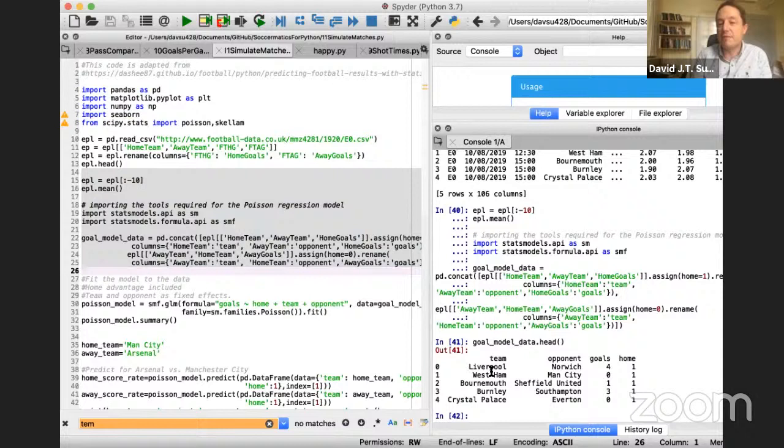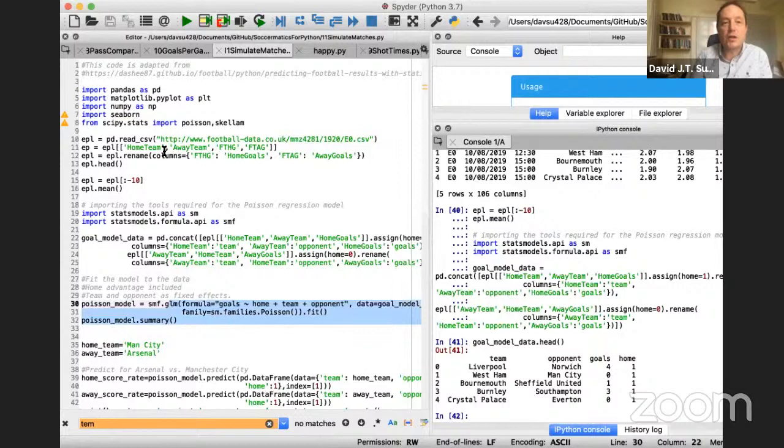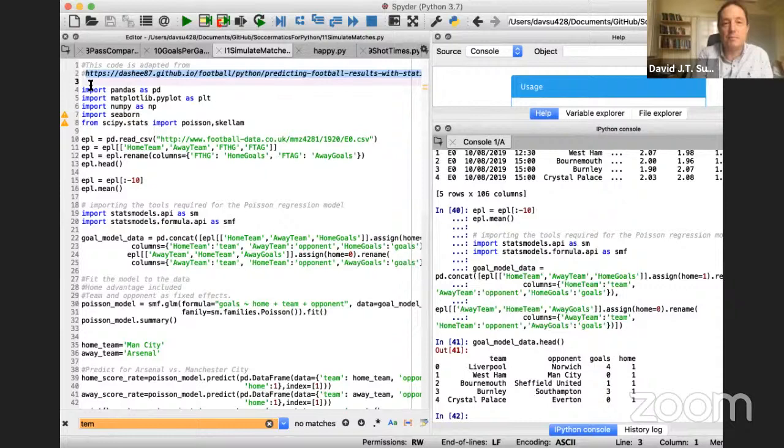Actually just gives us the goals that Liverpool scored against Norwich, for example, West Ham against Man City. Simple data set of this type. Then this is code. I want to emphasize that this is code I got originally from a very nice blog about predicting models using Dixon and Coles.